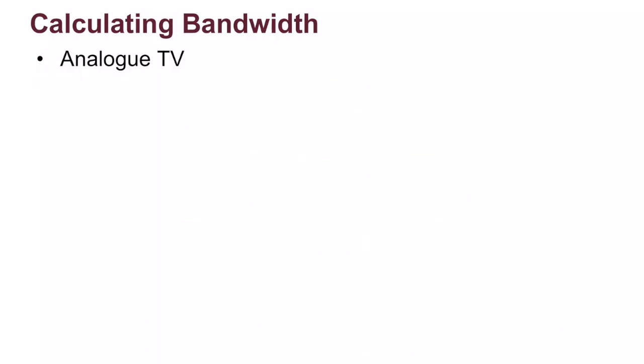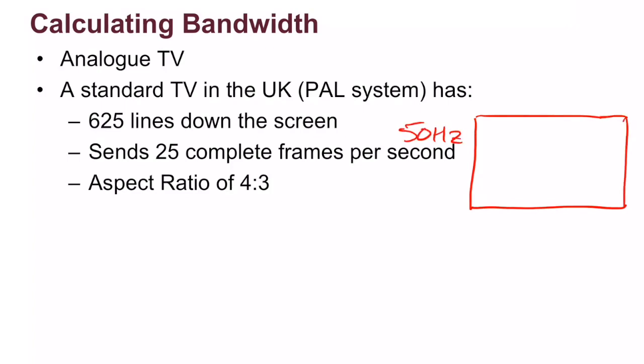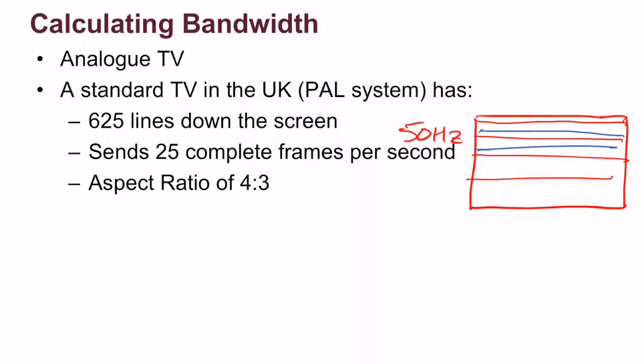So this is some old school analog TV, the sort that's being switched off at the moment. So the UK system, a system called PAL, has 625 lines down the screen, and it sends 25 complete frames per second. Now that's something I just need to explain, because usually we talk about TV being at 50 Hertz. We send 50 frames, but what we're actually doing is we send every other line and then we fill in between and send the lines that are in between.